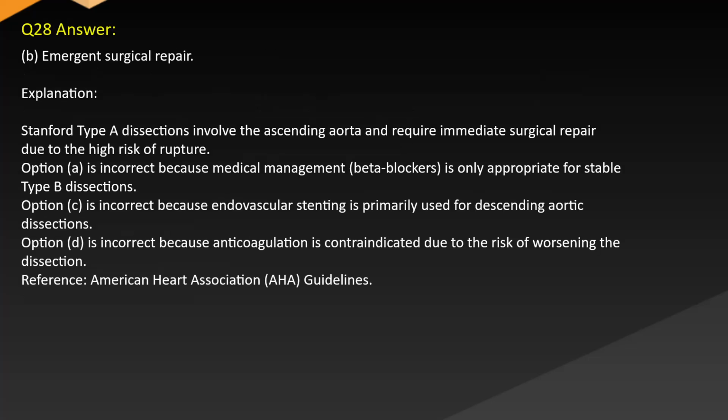Answer: B. Emergent surgical repair. Explanation: Stanford type A dissections involve the ascending aorta and require immediate surgical repair due to the high risk of rupture. Option A is incorrect because medical management with beta blockers is only appropriate for stable type B dissections. Option C is incorrect because endovascular stenting is primarily used for descending aortic dissections. Option D is incorrect because anticoagulation is contraindicated due to the risk of worsening the dissection. Reference: American Heart Association, AHA Guidelines.